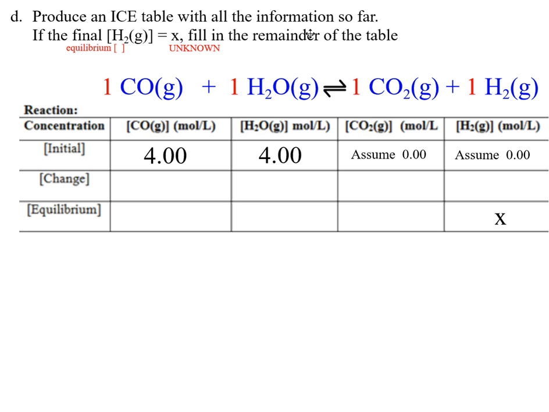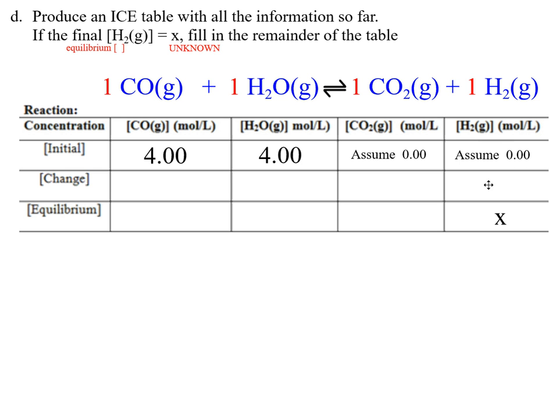Next, we produce an ICE table because we have some initial values, and they've given us the final equilibrium concentration for hydrogen is unknown. So in this question, they gave us an unknown value for the equilibrium, and if it is unknown, we give it a variable x. I trust that you're okay with working with variables. So now we start at the column that has two sets of information. In this case, we have the hydrogen gas starting at 0 because it wasn't mentioned, so we assume 0 at the beginning, but we don't know its equilibrium concentration, x.